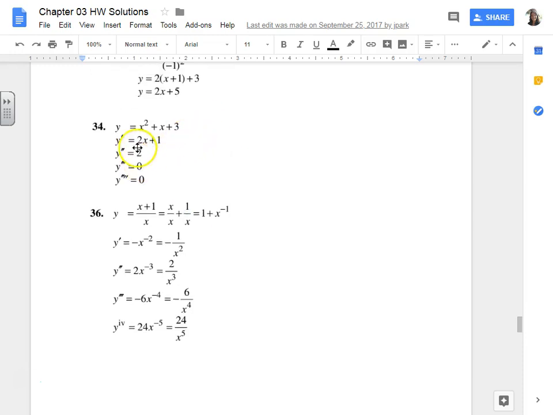34. When did the derivatives become trivial? Do you remember that term from last year? When did the derivatives become trivial? Yeah. Here and beyond, every other higher order derivative will be 0.